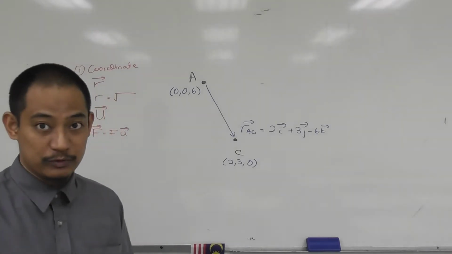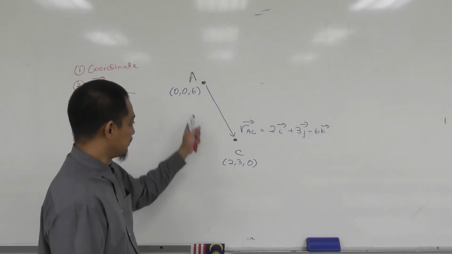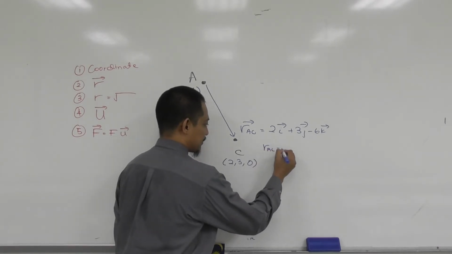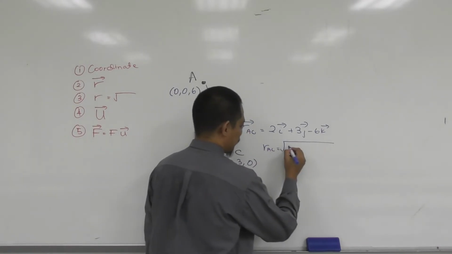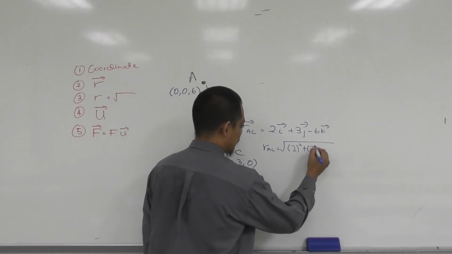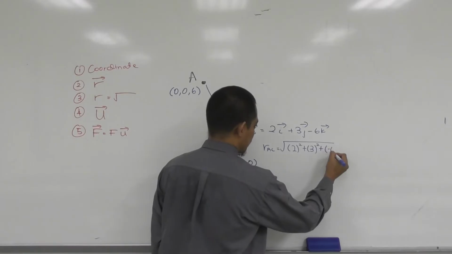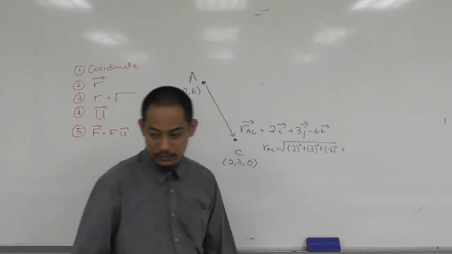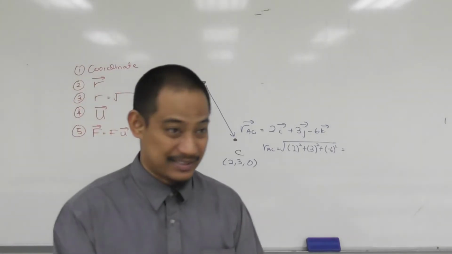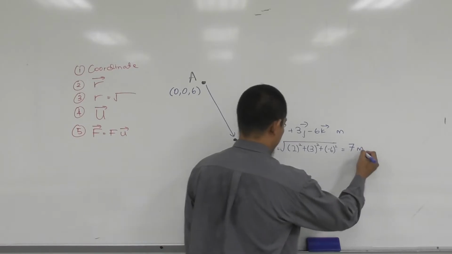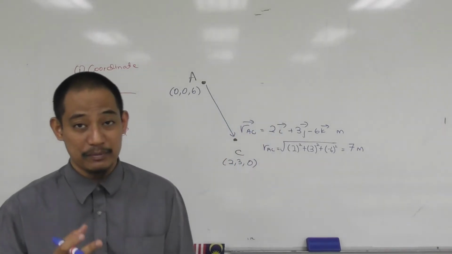Okay, any problem there? Hopefully no, right? Just this minus that one. And then get the magnitude of RAC. Basically how you get it is the square root of 2 squared plus 3 squared plus negative 6 squared. What you will get here? You'll get 7. Right? This is in meter. This is 7 meter. If you calculate that, you'll get 7 meter.